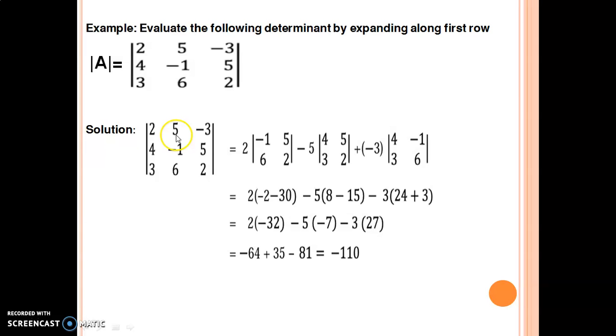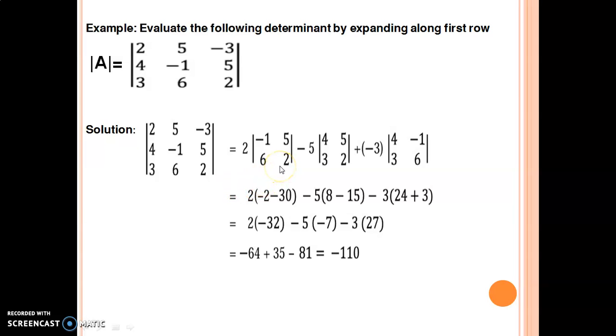So A12 entry is 5 and the subdeterminant entries are now 4, 5, 3 and 2. Next is minus 3, A13 entry, and leaving now the first row and the third column, the remaining entries are 4, minus 1, 3 and 6.